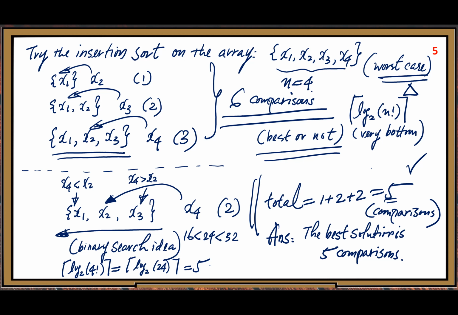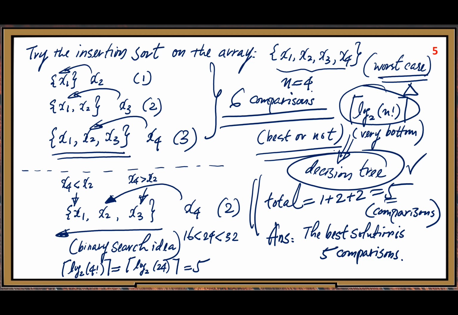Some of you may wonder, how do you know that formula, the ceiling of log base 2 of n factorial? Actually, we can prove it. We can derive that formula by a special technique called a decision tree. If I can find some time, I will show you that decision tree technique so we can find the lower bound formula.